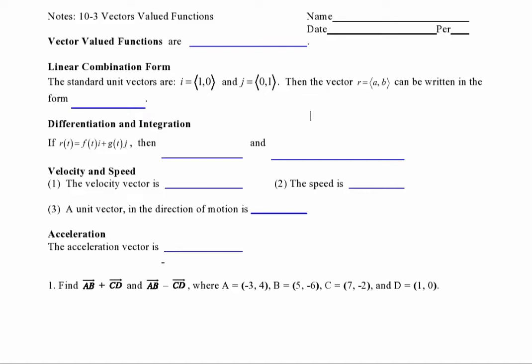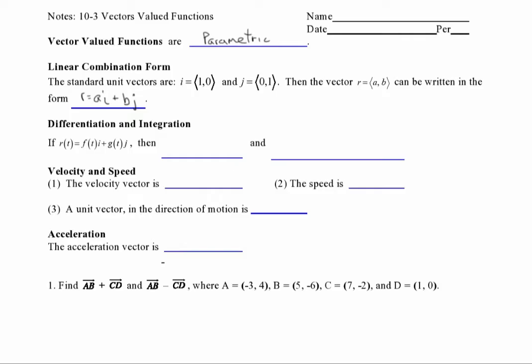This lesson is on vector valued functions. First, vector valued functions are parametric. They're going to be defined in terms of t. The standard unit vectors are i equals <1, 0>, so it's 1 unit along the horizontal, the x direction, and 1 unit for the vertical is j. Then the vector r equals <a, b> can be written as r equals a i plus b j.